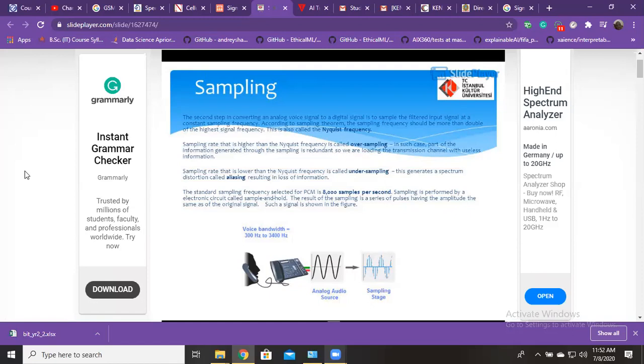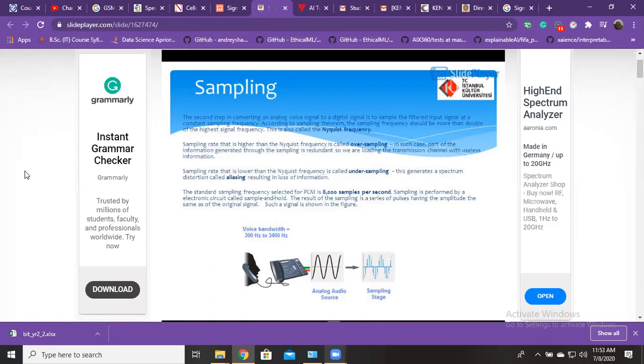A sampling rate that is higher than the Nyquist frequency is called oversampling. In such a case, part of the information generated through the sampling is redundant, so we are loading the transmission channel with useless information. A sampling rate that is lower than the Nyquist frequency is called undersampling. This generates a spectrum distortion called aliasing, resulting in loss of information. The standard sampling frequency selected for PCM is 8,000 samples per second.